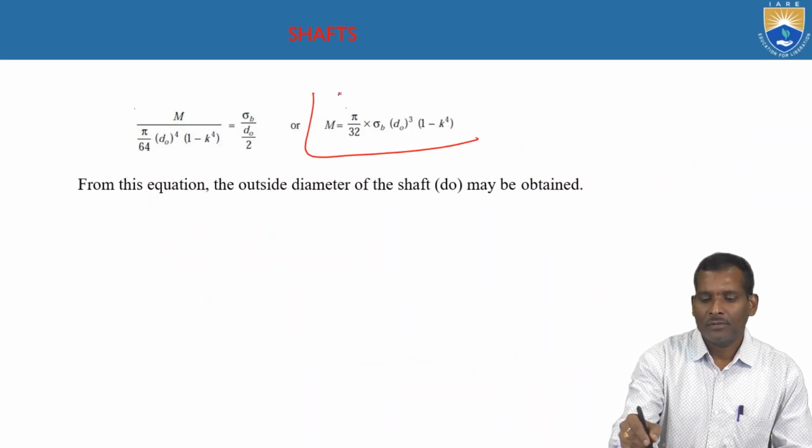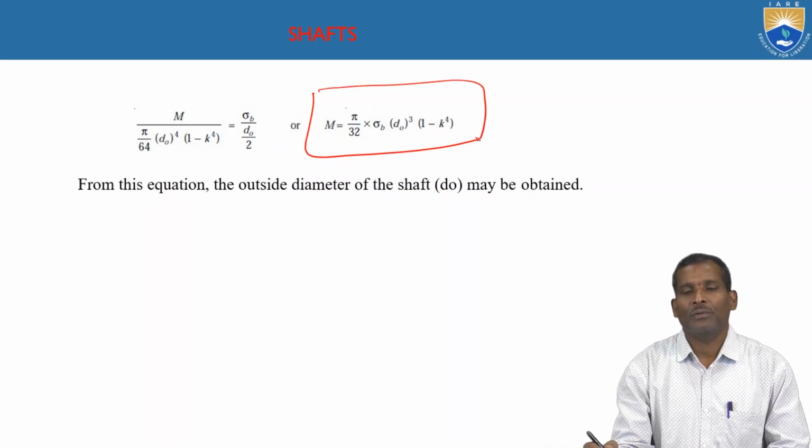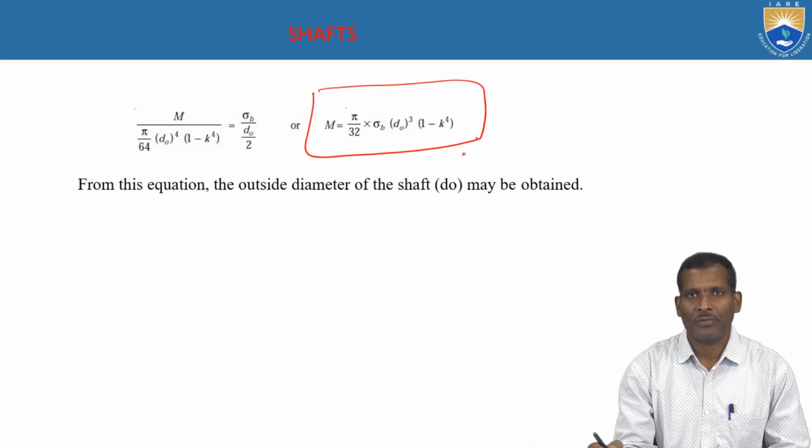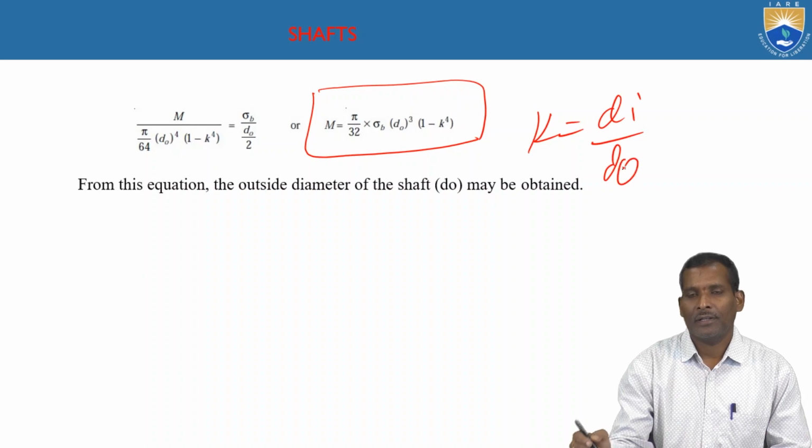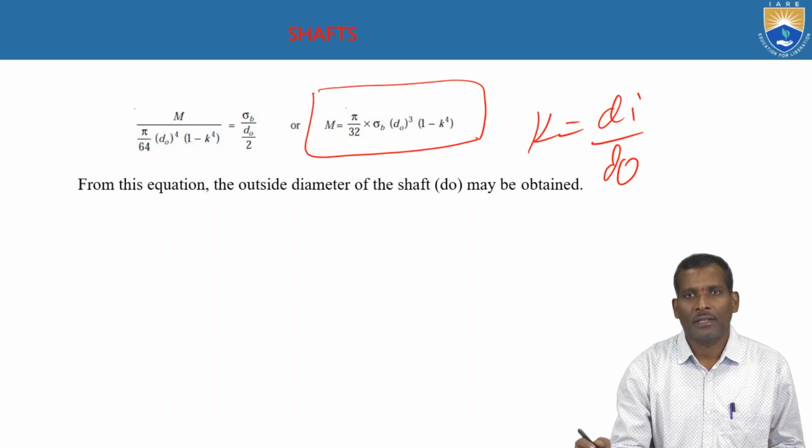So the final equation: M is equal to 5/32 σ_b d₀³ (1 − k⁴), where σ_b is the bending stress, d₀ is the outer diameter, and k is d_i by d₀. From this equation, you may calculate the outer diameter of the shaft, so d₀ may be obtained. If you know d₀, then easily you can calculate the inner diameter of the shaft.